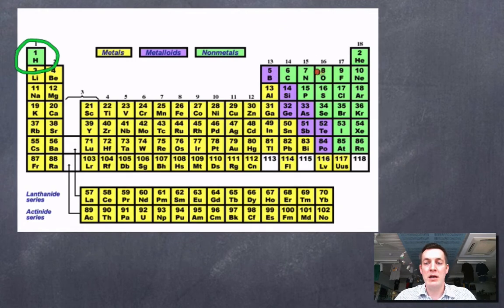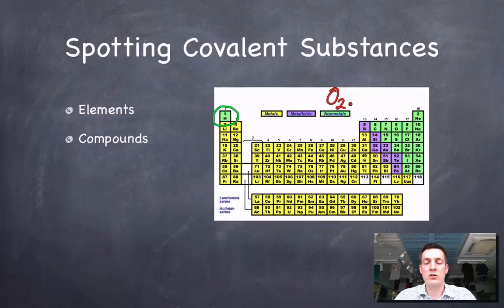Now, it might be an element like O2, oxygen. It might be a compound like SO2, sulfur dioxide. It doesn't matter. As long as you've got two or more non-metal elements joined together, then you'll know that they'll be joined by covalent bonds.